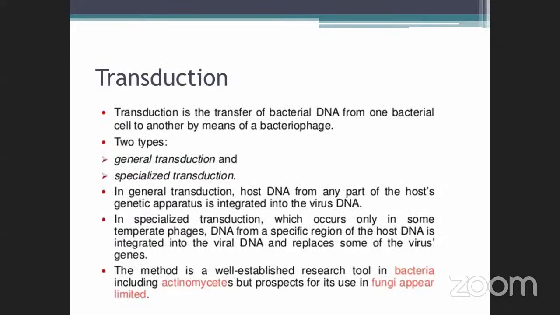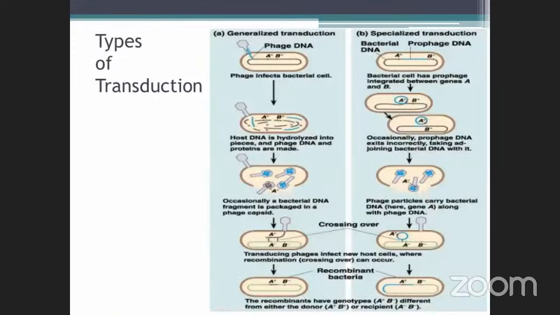Then transduction is the transfer of bacterial DNA from one bacterium to another by a bacteriophage. Generalized transduction and specialized transduction are there. This method is a well-established research tool in bacteria, including actinomycetes, but it is not that useful in fungi. In specialized transduction, the phage particle carries bacterial DNA along with the phage DNA inserted into the bacterial DNA, and then circularization occurs. That phage DNA contains your desired DNA to be cloned. So those parental bacterial cells which do not exhibit the particular property will exhibit certain traits after phage-mediated insertion of a specific gene.